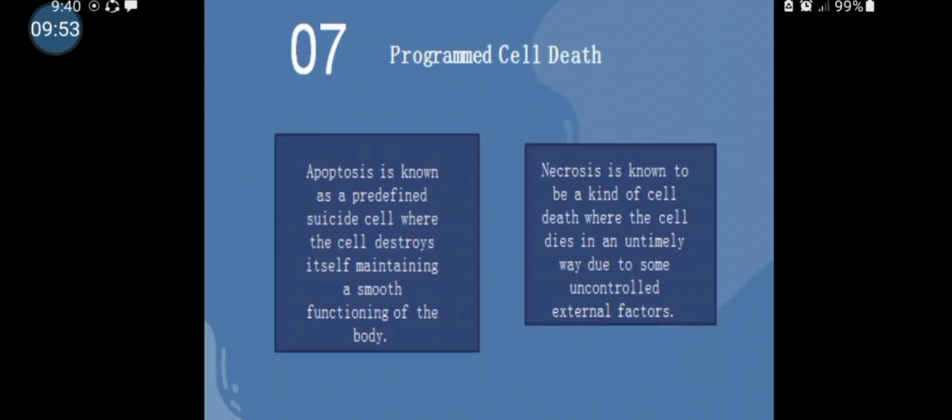Next, we have programmed cell death. Apoptosis is a predefined suicide cell where the cell destroys itself, maintaining a smooth functioning of the body. Then, necrosis is known to be a kind of cell death where the cell dies in an untimely way due to some uncontrolled external factors. Kung ang cells dili na kinanglanon, so mag-suicide pud ni sila.